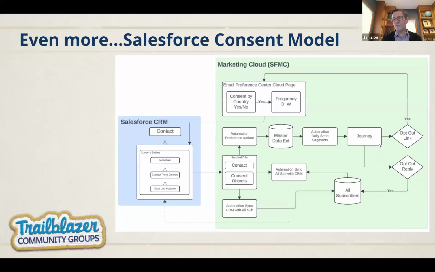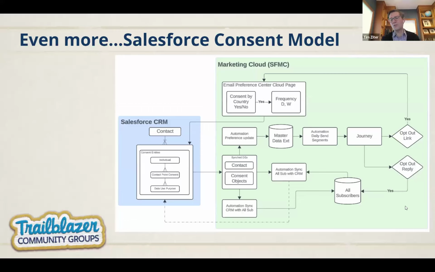And then if they are sent an email and they opt out in Marketing Cloud, for that brief moment Marketing Cloud will be the database of record for that subscriber, because you probably will have that opt out directly happen in Marketing Cloud. If they go to a preference center that's tied to the consent model, then that would directly update the consent model.